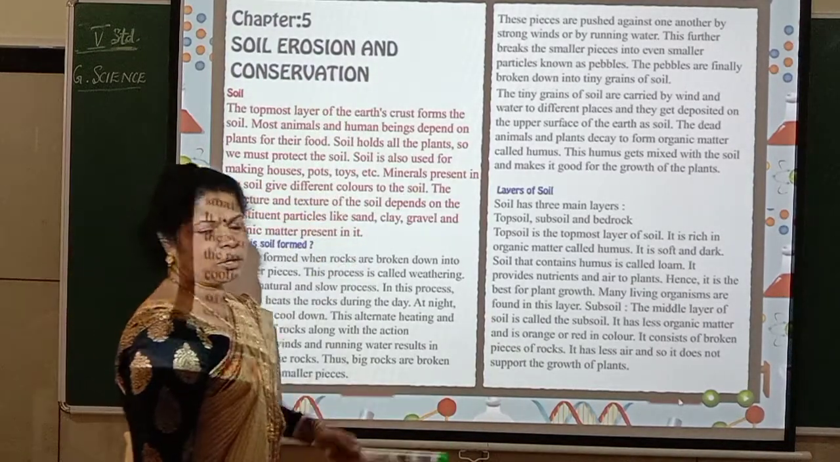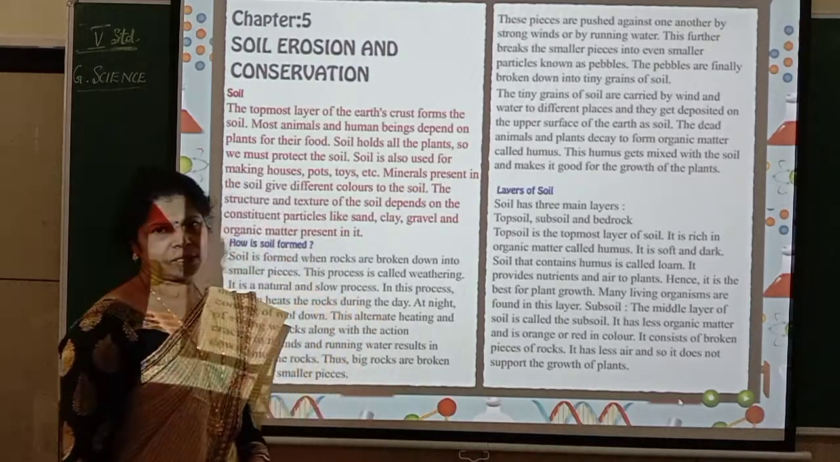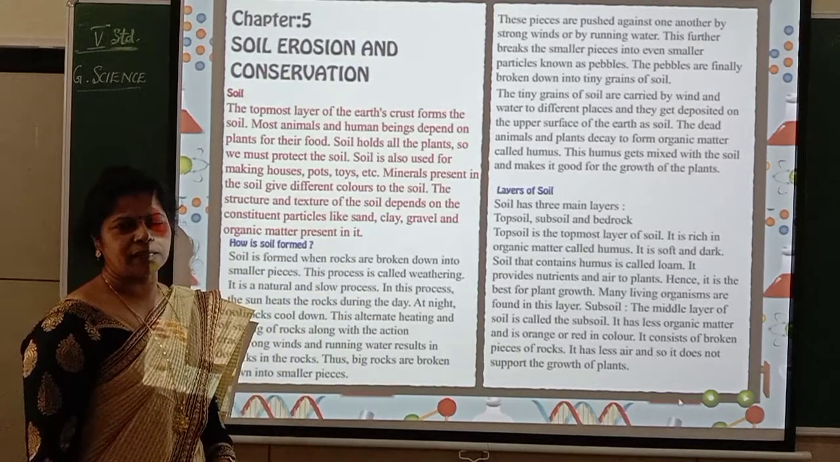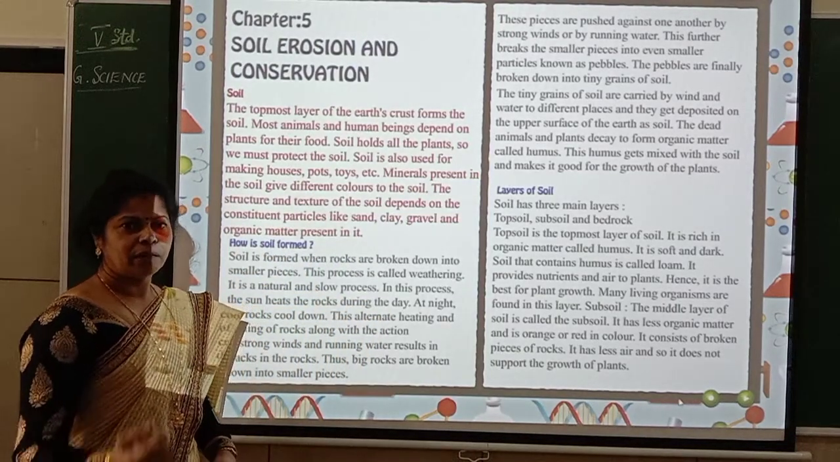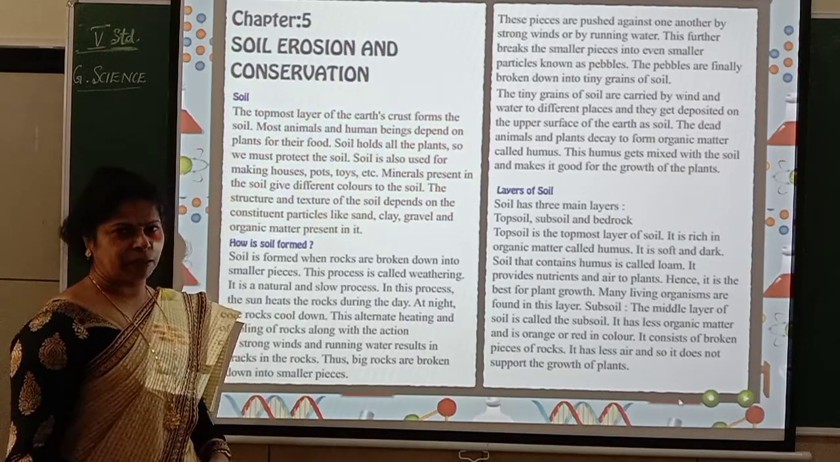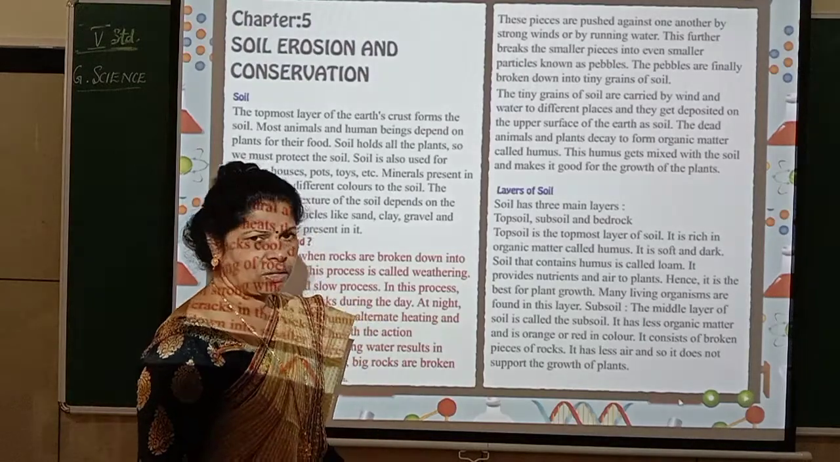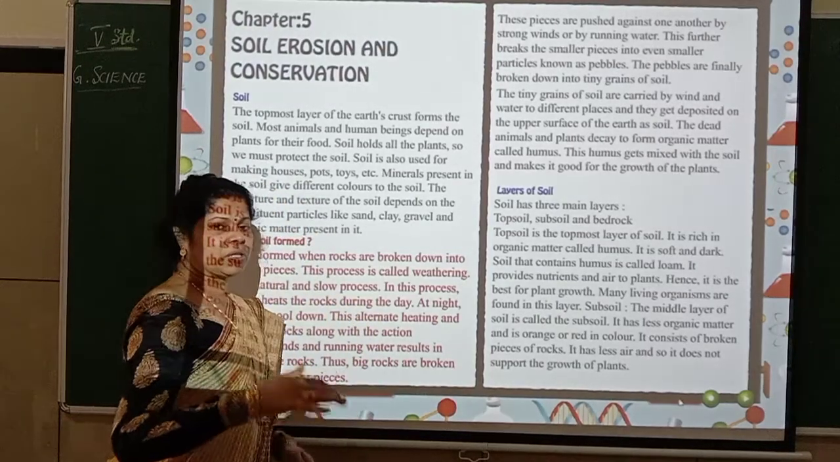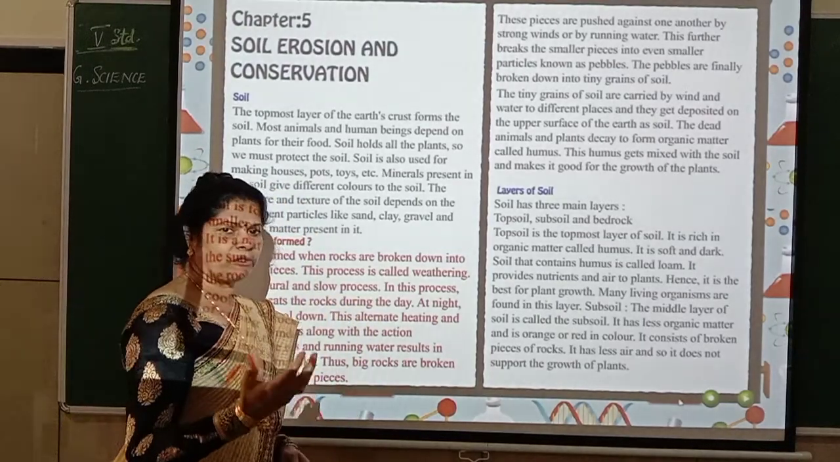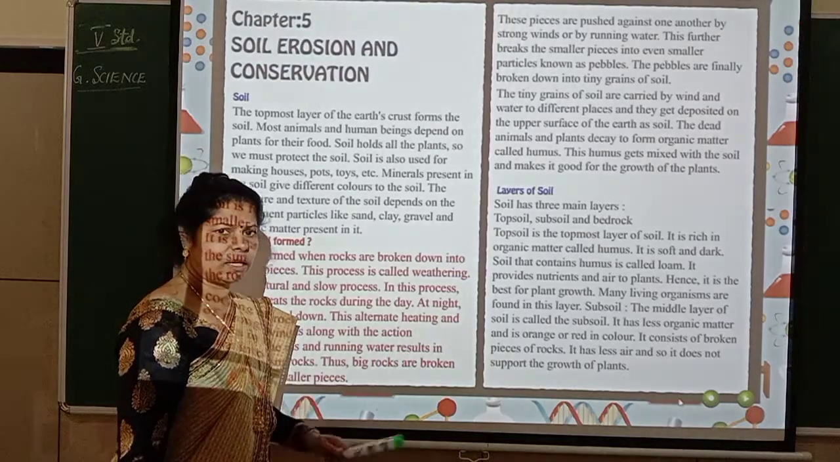Soil erosion. So, where are we constructing a house? It is on the land, isn't it? So, what does this land consist of? There will be mud particles, sand particles, gravels, stones, all these things will be there. So, this is about the soil. So, how is this soil formed? Let us see. Further we'll be learning about it.